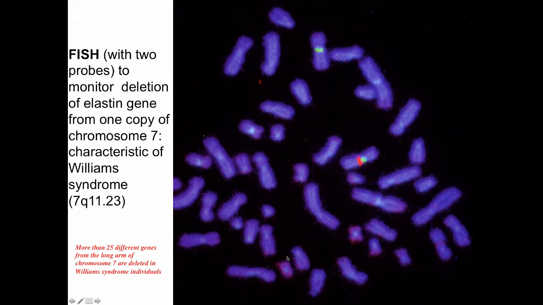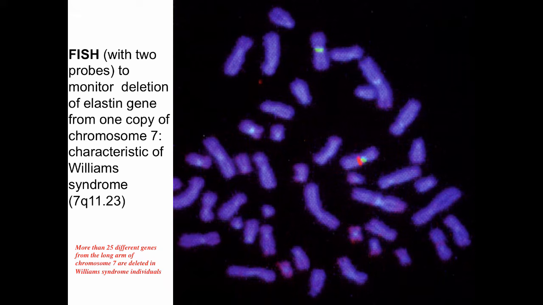Here's a fluorescence in situ hybridization with 2 probes to monitor deletion of the elastin gene from one copy of chromosome 7. This would be characteristic of Williams syndrome. Here's an example highlighting chromosome 7 here and the other probe here, chromosome 7. Here is the probe to the elastin gene. It's on this chromosome 7 but missing from this chromosome 7. There happen to be more than 25 different genes from the long arm of chromosome 7 that can be deleted in individuals with Williams syndrome.